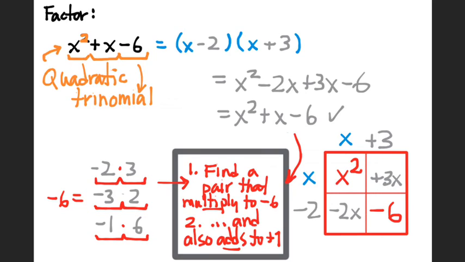I call it the sum and the product game. The product needs to be -6. The sum needs to be +1. There's only one pair of numbers that satisfy both of these criteria at the same time. That's the winner, +3, -2, and there's our factorization.